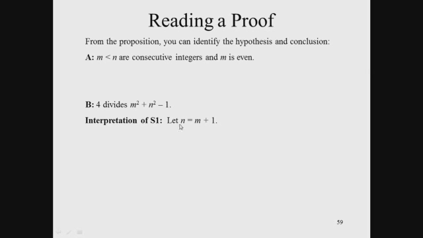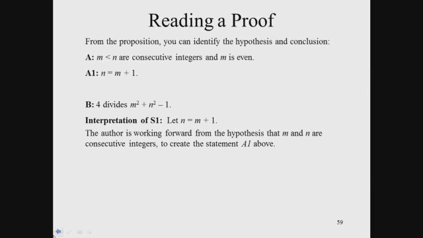In terms of the proof techniques, where does the statement let n equal m plus 1 come from? From the hypothesis, and therefore, in terms of proof techniques, the author is working forward? Forward, exactly. The author is working forward from the hypothesis that m and n are consecutive integers.